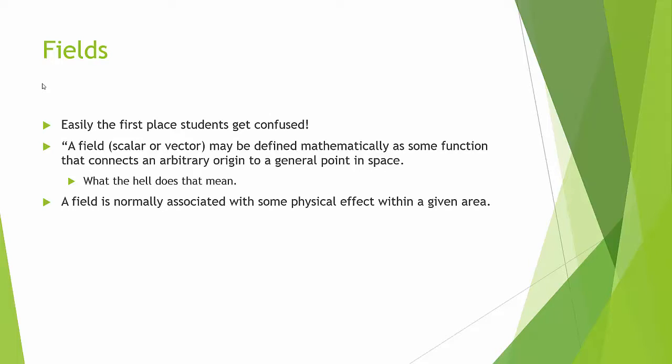You need to know that a field is normally associated with some physical effect in a given area. And there are two main things to look at here, physical effect and given area. Physical effect could be something like gravity. A given area means that your field has to be defined for every point in a given region. And there exist both scalar and vector fields.